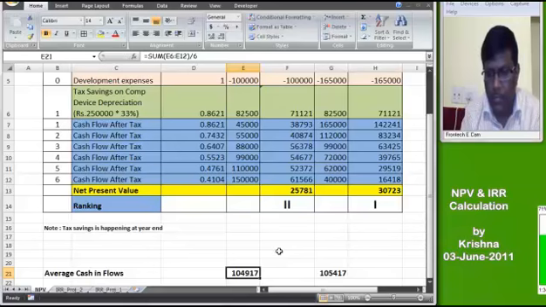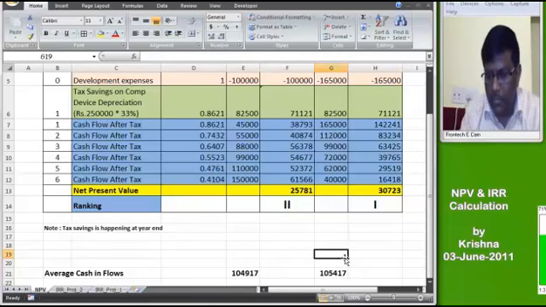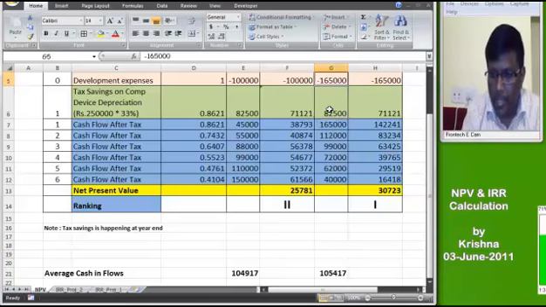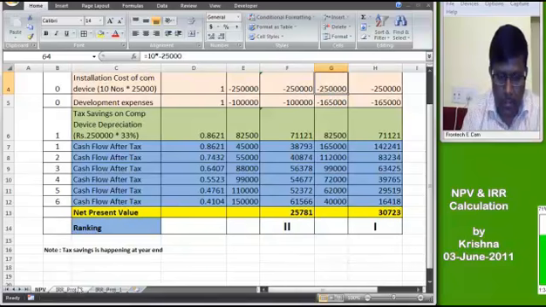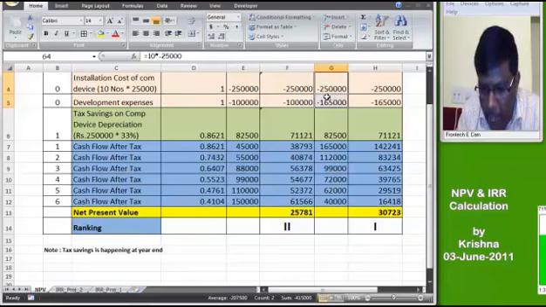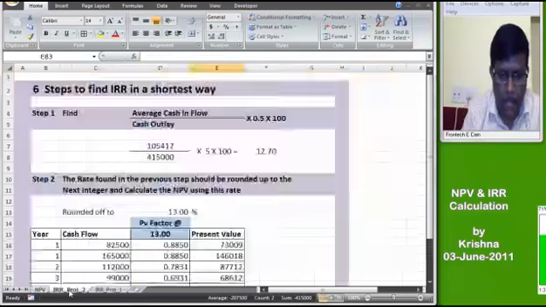Cash inflows for both projects. Now we will first identify the IRR for project 2. For project 2, we have average cash inflows of 1,05,417, and the cash outlays of the project are 2,50,000 and 1,65,000. The total value of the cash outlay is 4,15,000 rupees. Now we will come to the 6 steps.